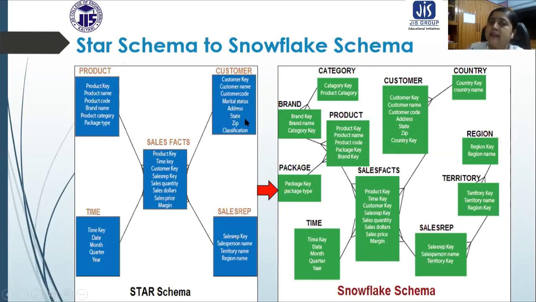So these tables are basically normalized, and they are explored with normalization. And then we can see that separate dimensions are created for some issues whenever the requirement arises. Now for the time dimension, it is as it is, no separate dimension is created.